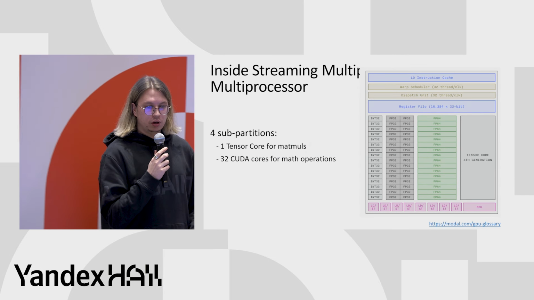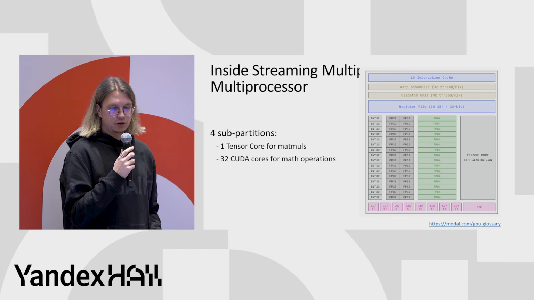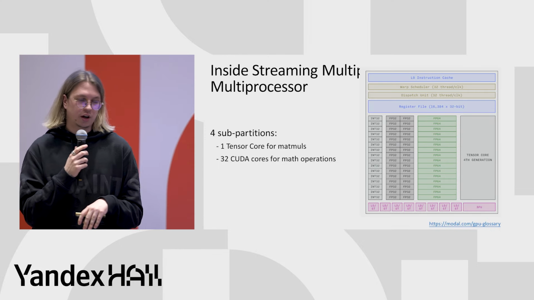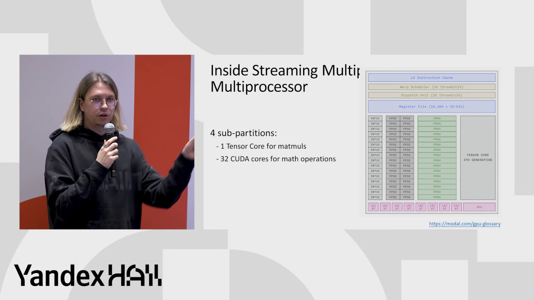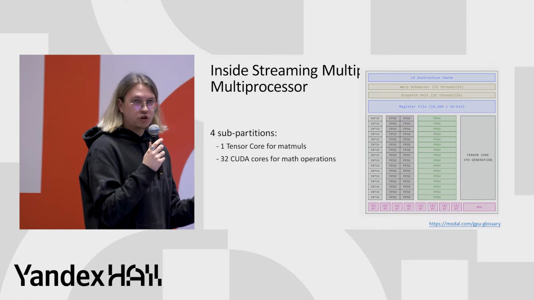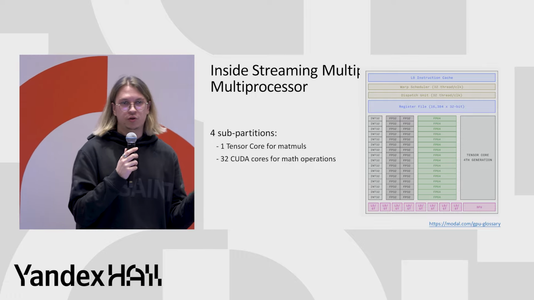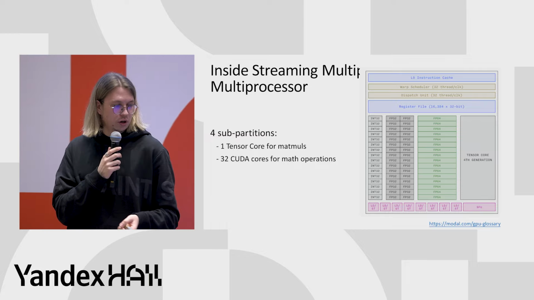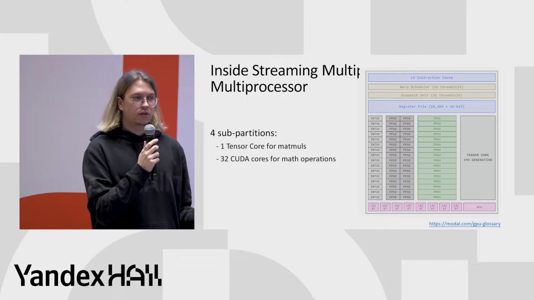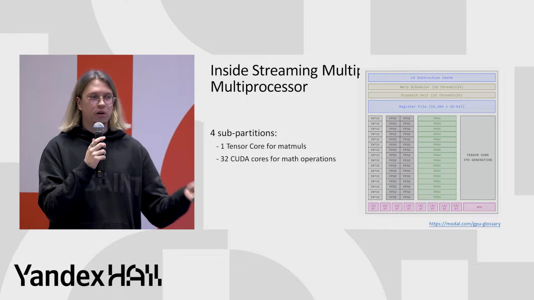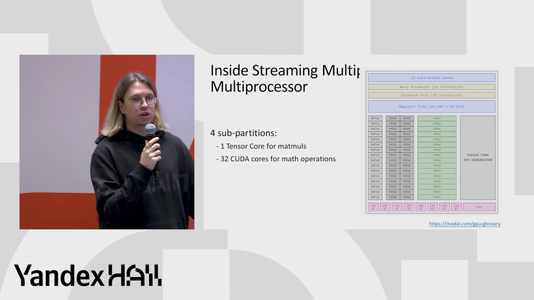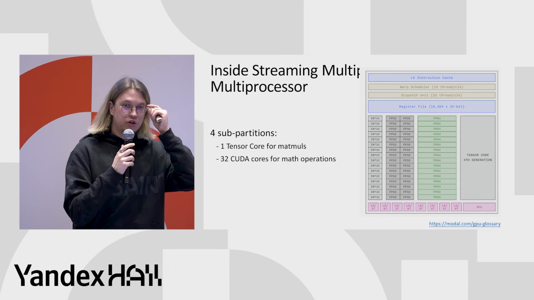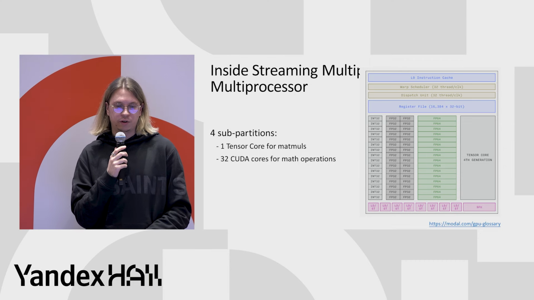And if we take a look inside of one streaming multiprocessor, then we would be able to see that there are 4 different subpartitions inside of it. And each subpartition is identical. Each subpartition has 1 tensor core for matrix multiplications. It also has 32 CUDA cores. Again, we're talking about the H100 here. And basically, these CUDA cores are used for mathematical operations, for additions, subtractions, and so on and so forth. And the tensor core is used for matrix multiplications. It is very optimized for this specific task.